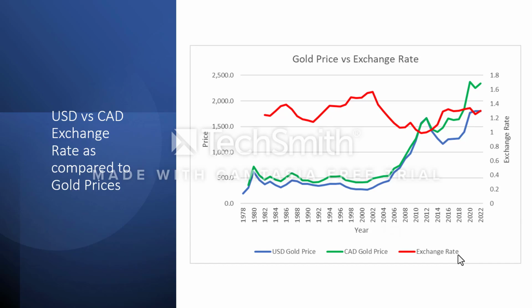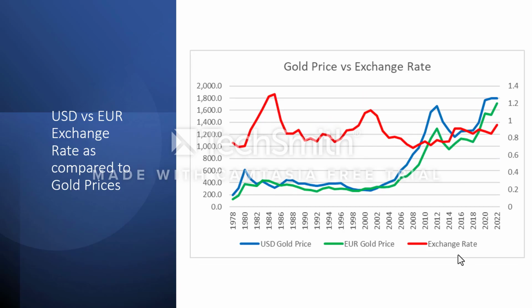So for the US dollar versus the Canadian dollar, the exchange rate, the coefficient was calculated at -0.45, showing that there was not a strong correlation between the two. And you can see that here in the graph too. There's no real correlation between that red line and then the blue and the green.